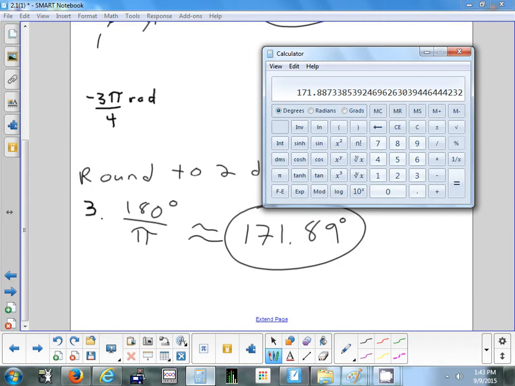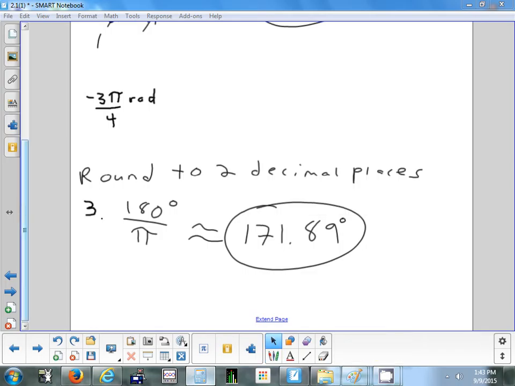If you use 3.14, here's what happens. 3 times 180 is 540. Divide by 3.14. I get 171.97. 89 and 97. Those aren't really that close. That's quite a bit off. So on a multiple choice question, especially when you're trying to match it up, the book is always going to use the pi button, not 3.14. Any questions on that?